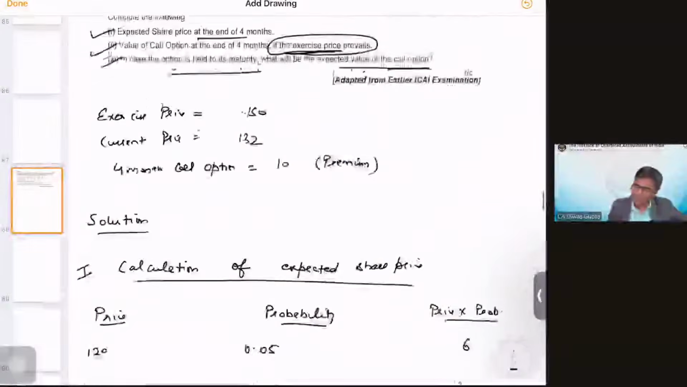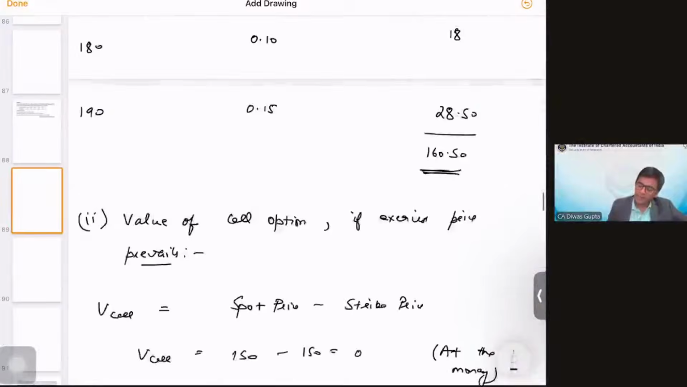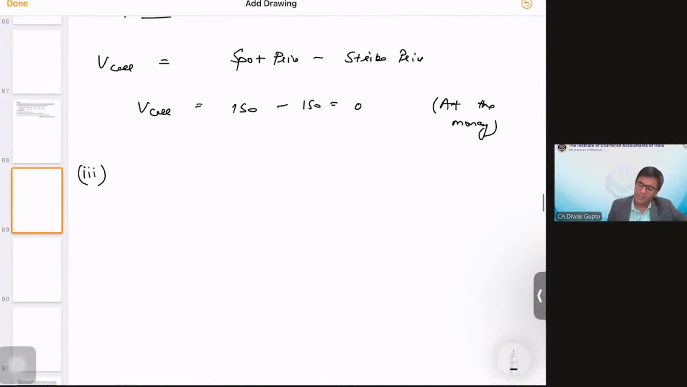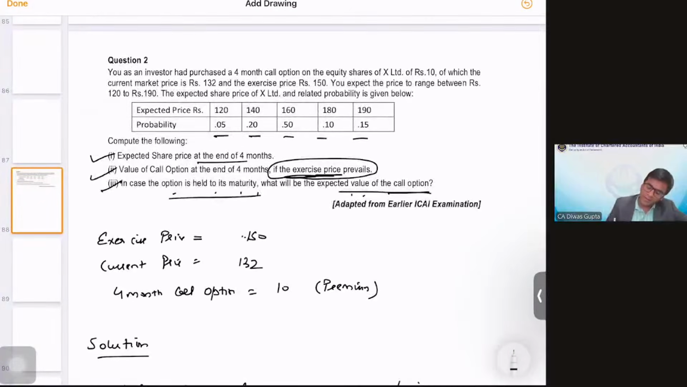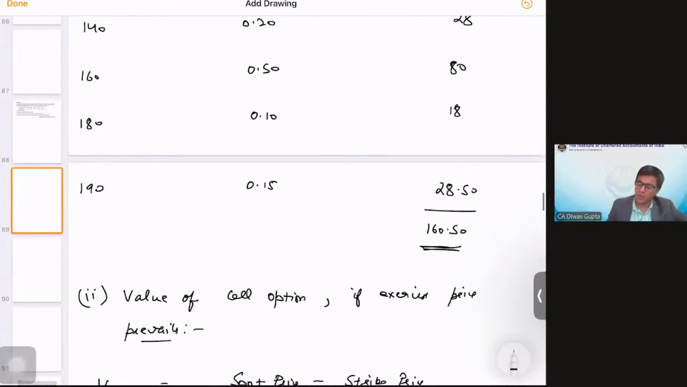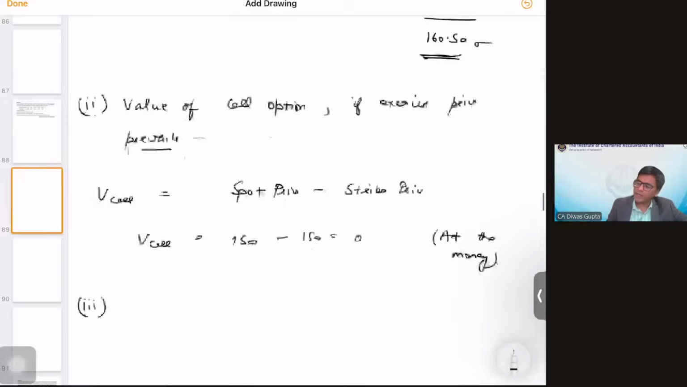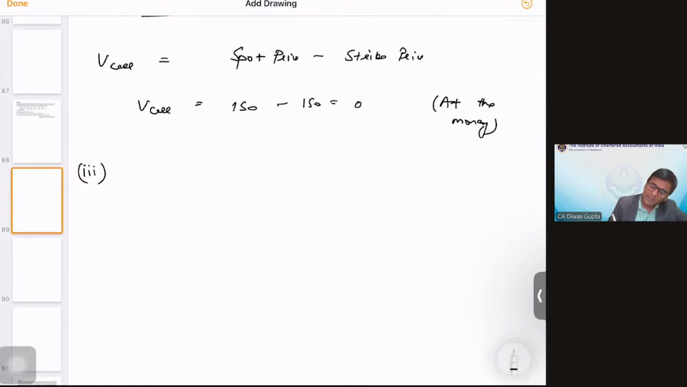Okay. Now, in the third part, I'm trying to do something. Let me know whether that is correct or not. The third part says, in case the option is held to maturity, what will be the expected value of the call option? What I will do, I will just simply take this value because this is what we've already calculated and compare it with 150.